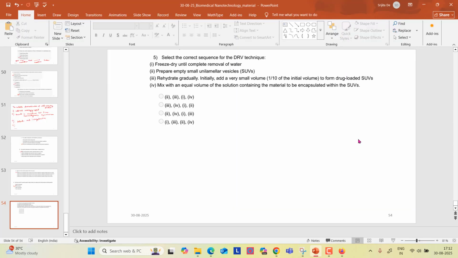If you're there in the meeting, you can answer: what is the first step of the DRV technique? First step is to prepare small empty SUVs, that is small unilamellar vesicles. Second one is mix with an equal volume. Then freeze dry, and last is the rehydrate. So 1 4 2 ... 2 4 1, yes, option 3.